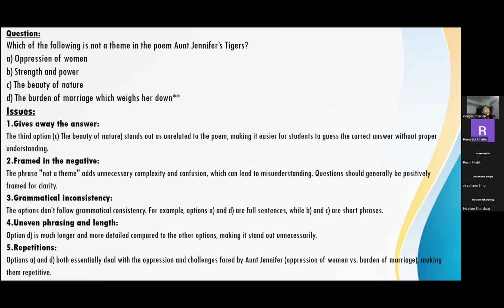And also we can see that the grammatical inconsistency is there. They do not follow a consistent pattern. Like, if you see option A and B, they are full sentences, while B and C are short phrases. No, here all are phrases. But then we have to take care. It should not be that some are phrases and some are sentences. They should not be framed in this manner. And the phrasing should be even in length also, and the way we are designing them also. And we should avoid any kind of repetition.